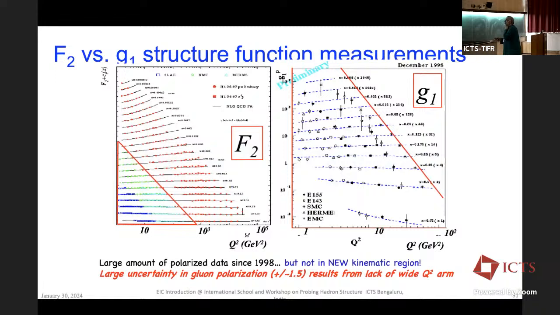And here is the comparison. So here is the same data I just showed you for F2. Here are the fixed target experiments. This is the collider experiment. The HERA data came here. This is where we want to go.